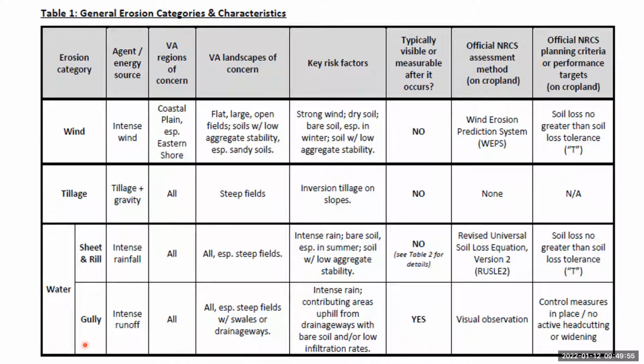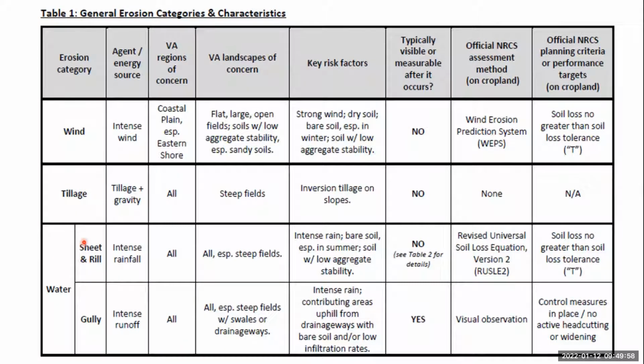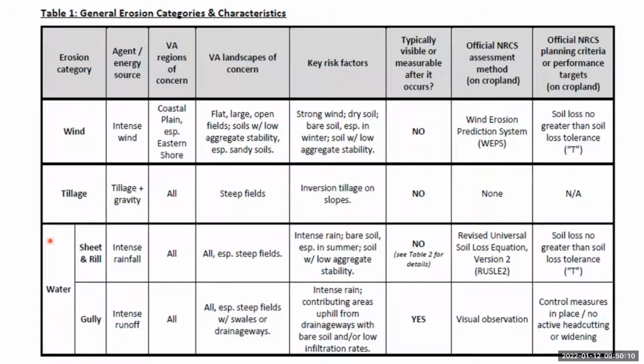We can now get into water erosion, right? And so I want to highlight in the next 10 minutes here some key concepts about the different forms of water erosion. So you can see sheet and rill versus gully, and there's two forms of gully. But this table doesn't really help you understand some of the most important distinctions between sheet and rill erosion and gully erosion. It's really good for comparing to wind and tillage. A couple points, we mentioned T, if you look in the last column, official NRCS planning criteria or performance targets, and then official NRCS assessment methods.